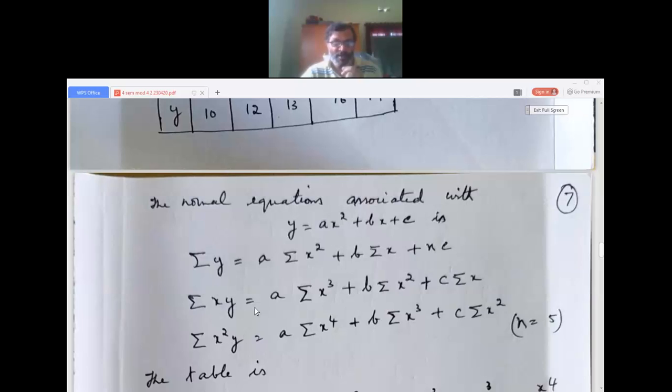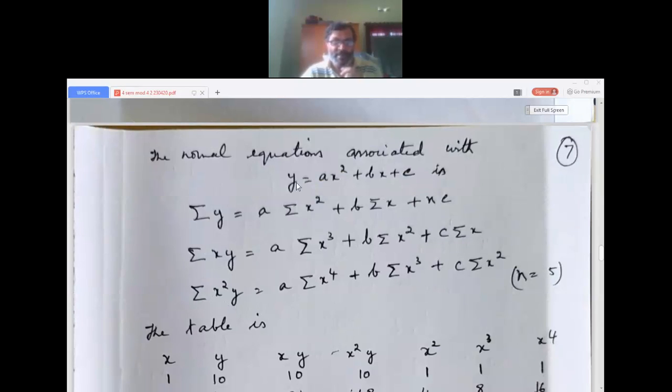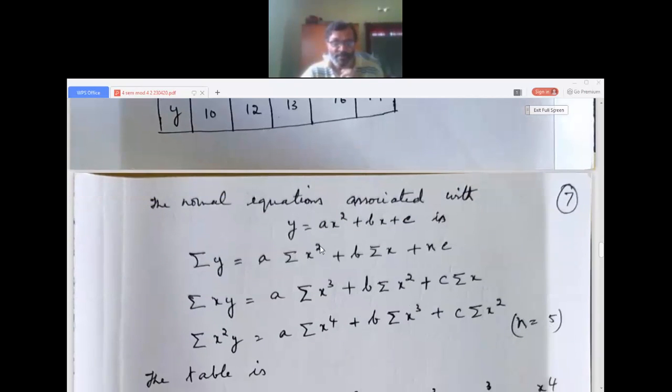Then sigma x squared y. Multiply this again by x squared. First you multiplied by x, now multiply by x squared. So you get sigma x squared y equals a sigma x power 4 plus b sigma x cubed plus c sigma x squared. N is 5. So three unknowns means three normal equations. I told you how to do it.